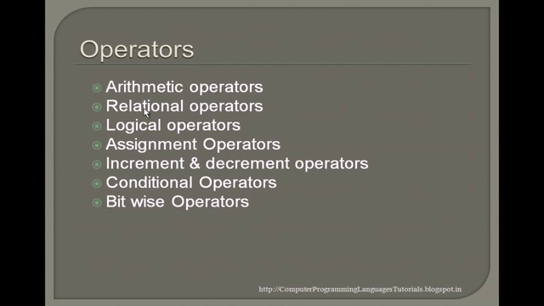Logical operators in C: there are three types of operators, and, or, and not. We will discuss it later. Then assignment operators, plus equal to, minus equal to. You have increment and decrement operators also, plus plus, minus minus. Conditional operators, question mark and colon, and bitwise operators.